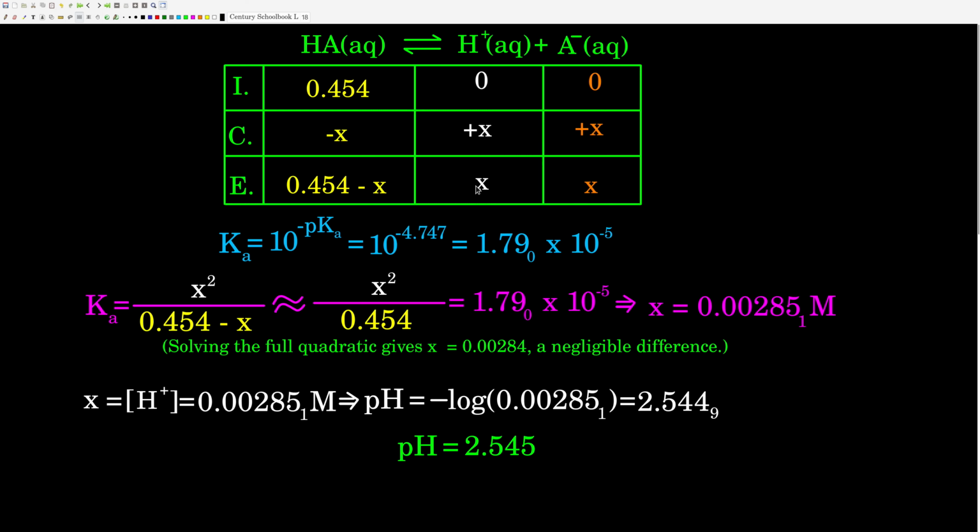All right, so now that we know x, we see that x is equal to the concentration of hydrogen ion at equilibrium, and so that means that now we can get the pH, which is what we wanted, negative log base 10 of the concentration of hydrogen ion. And so we plugged it in, and we get 2.545 for the pH. There we go.